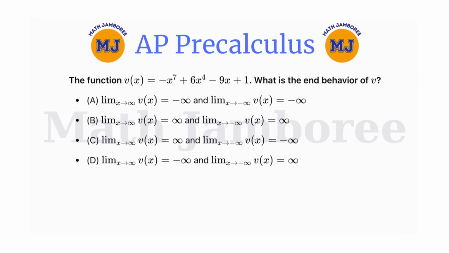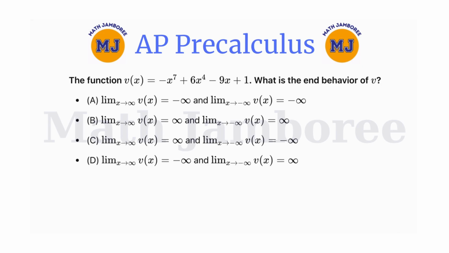In this video, we have another AP Precalculus type of question from the topic of polynomial function end behavior. Let's solve it together. The function v of x equals negative x to the power of 7 plus 6x to the power of 4, minus 9x plus 1. What is the end behavior of v?